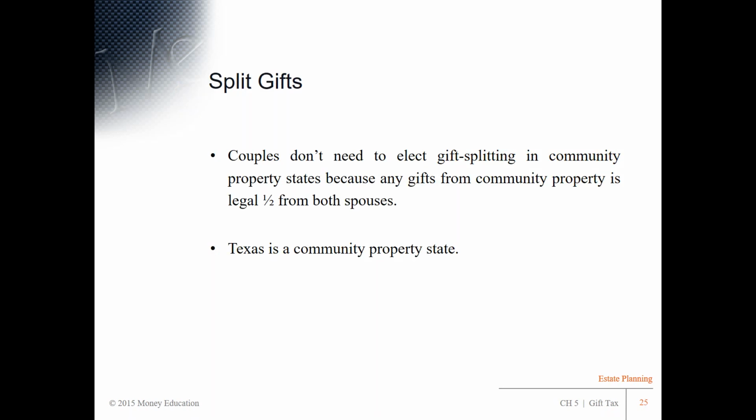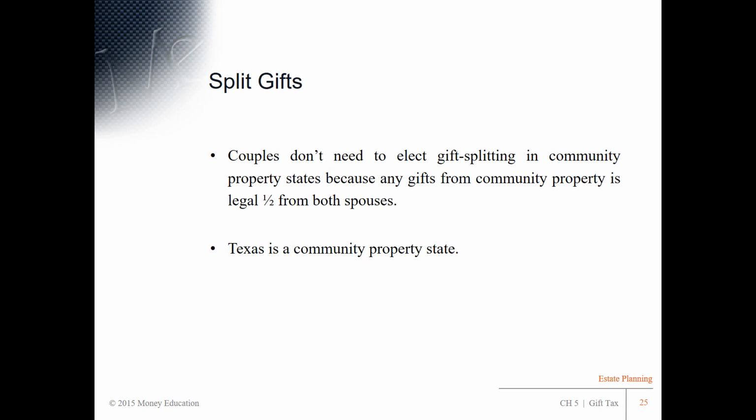Now, couples don't need to elect gift splitting in community property states because any gifts from community property is half of it from both spouses. Texas is a community property state. So what a community property state does is this. Let's say, for example, you have a husband and wife, and this only applies to husbands and wives or spouses. Let's say spouse one works, another doesn't, for example.